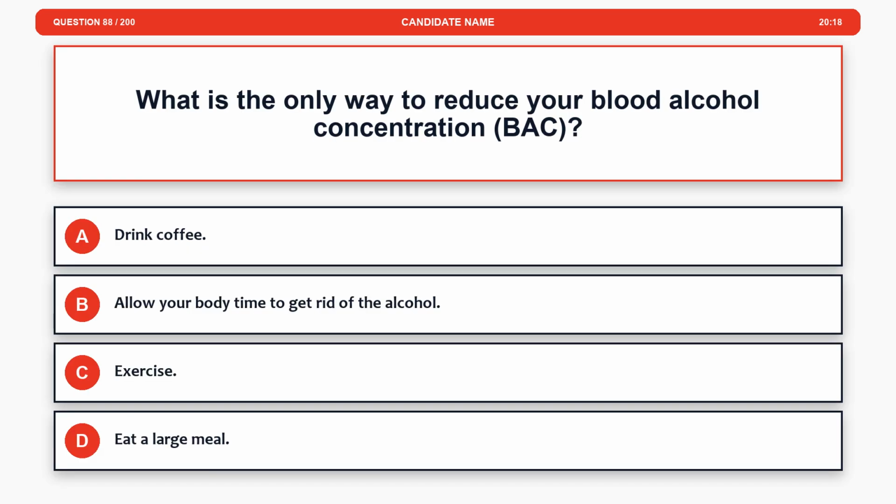Question 88. What is the only way to reduce your blood alcohol concentration, BAC? Option A, drink coffee. Option B, allow your body time to get rid of the alcohol. Option C, exercise. Option D, eat a large meal.